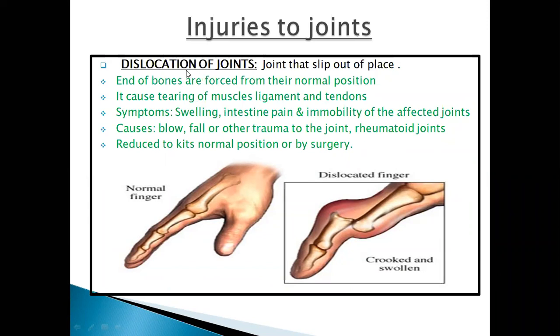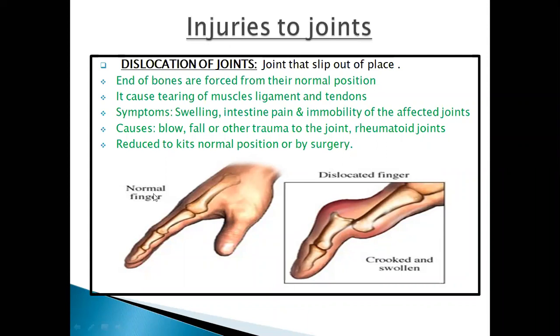What can be the injuries to our joints? It can be the dislocation of joints. Dislocation, as this word is showing, means joints that slip out of place, out of their original position, is known as the dislocation of joints. What happens actually in this injury? The ends of bones are forced from their normal position.